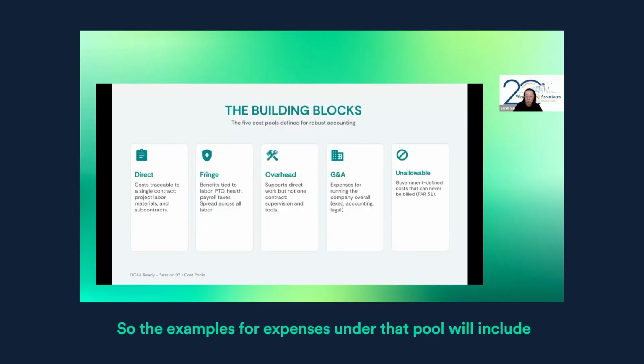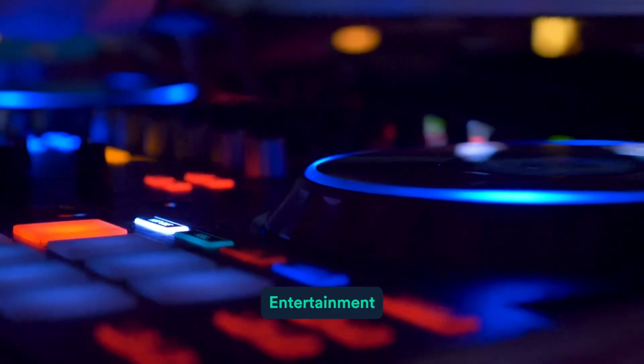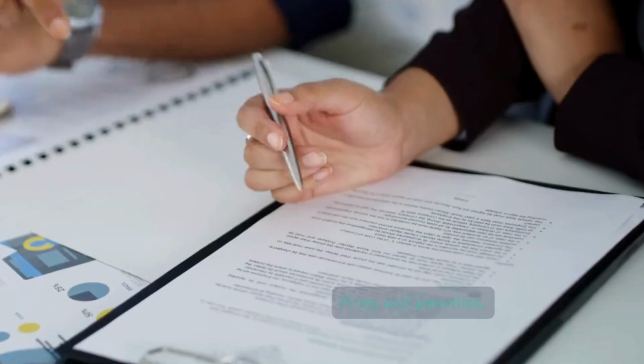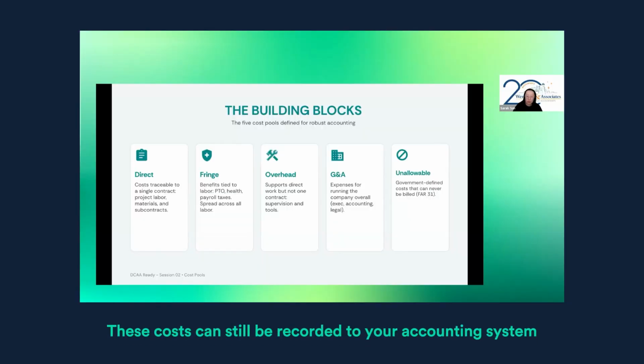And lastly, we have the unallowable expense pool. So the examples for expenses under that pool will include entertainment, alcohol, lobbying, or fines and penalties. These costs can still be recorded to your accounting system. They are just simply kept separate because they cannot be billed to the government.